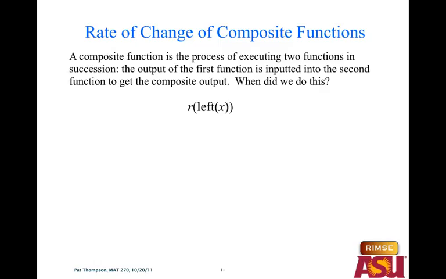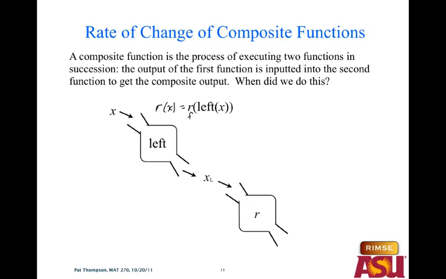And we did this before when we were creating the approximate rate function. R sub f of left of x was an example. When we came up with the approximate rate function, R of x, that was R sub f of left of x. That gave us that step function that approximated R sub f, but with constant rates, right? So this is what this looks like. First, we put an x value into the left function, and we got another x value, right? And then we took that x value and we put it into R sub f.